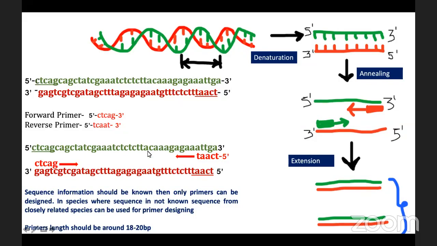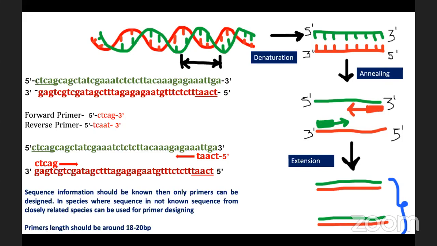So I'll proceed from here. I'll continue from where I left off. So we have this sequence with us. The green and red are two strands of DNA. So if we have a sequence, say for instance, for one strand, in this case this green strand, I can design a primer from this sequence.